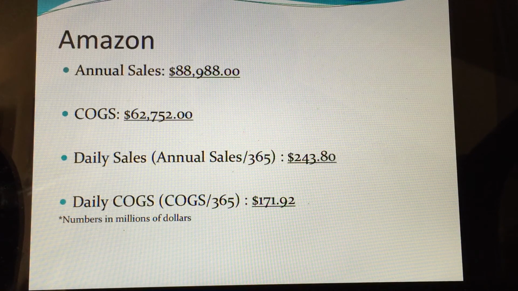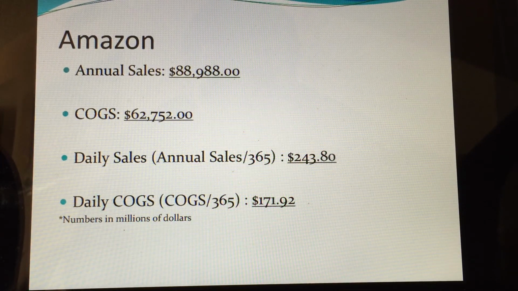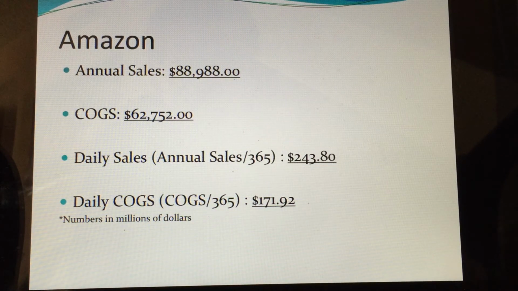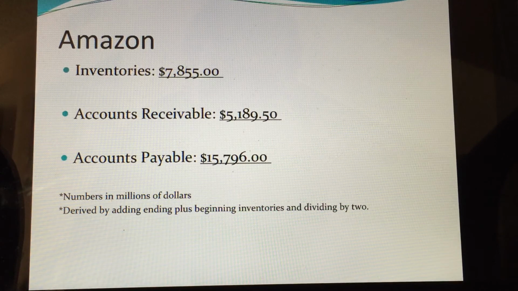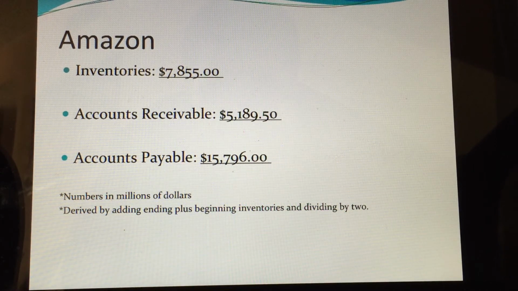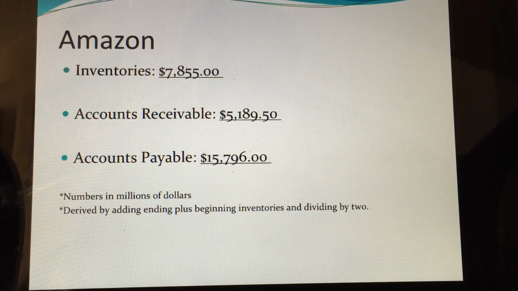So moving on to Amazon, I basically just did the same thing. With Amazon, we found the annual sales and cost of goods sold, and then for the daily sales and daily cost of goods sold, we just divided them by 365. So for inventories, accounts receivable, and accounts payable, once again, we just added the ending and beginning balances and then divided them by 2 to get the averages. So the numbers that you're seeing here are the averages.